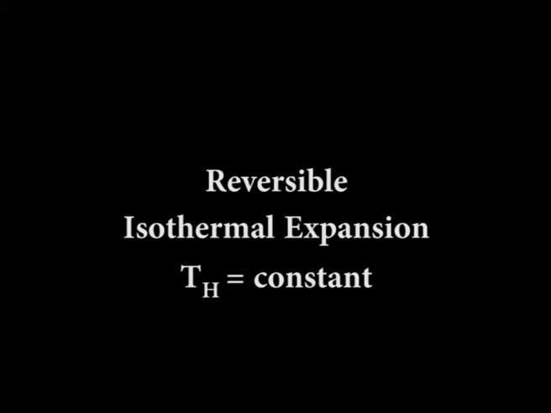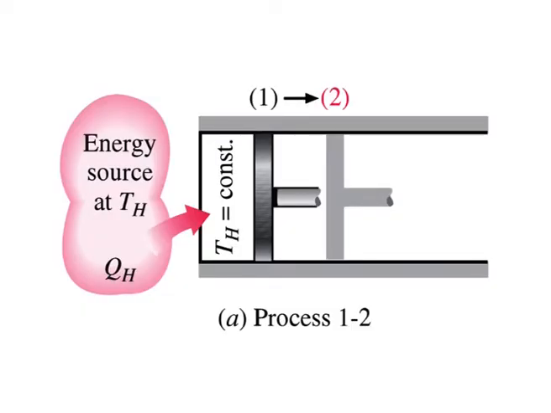Reversible isothermal expansion with Th equal to constant. Initially, the temperature of the gas is Th and the cylinder head is in close contact with the source at temperature Th. The gas is allowed to expand slowly, doing work on the surroundings. As the gas expands, the temperature of the gas tends to decrease.